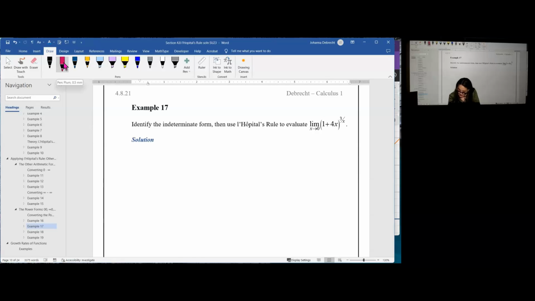When we look at 17, the first thing we need to do is substitute into the limit. This gives me 1 plus 4 times 0, all raised to the 3 divided by 0 power. This leads to 1 to the infinity, which I know is a power indeterminate form. So the next thing I'm going to do is take the limit as x approaches 0 of e to the natural log of (1 plus 4x) all to the 3 over x.